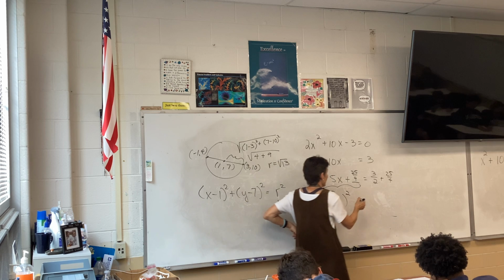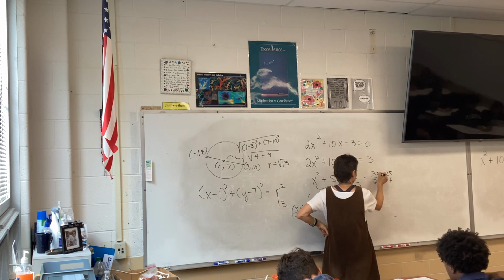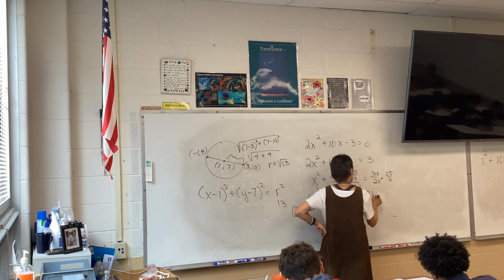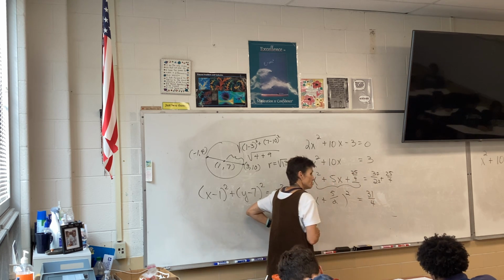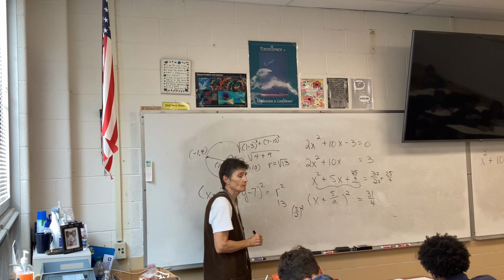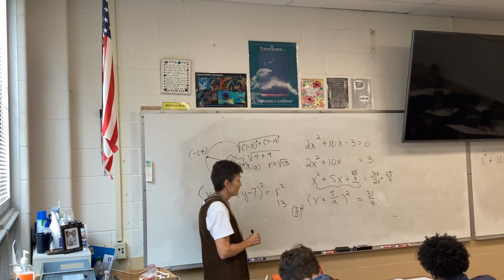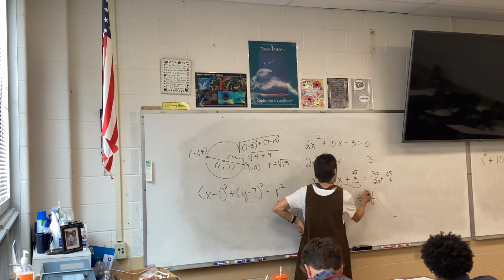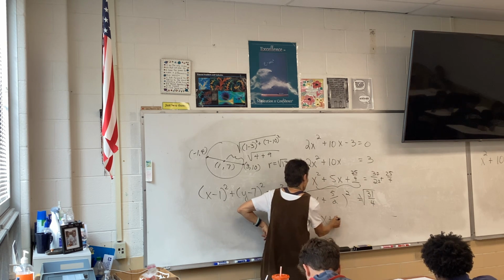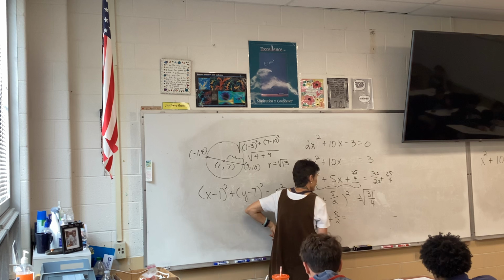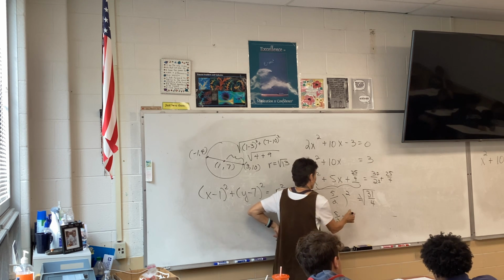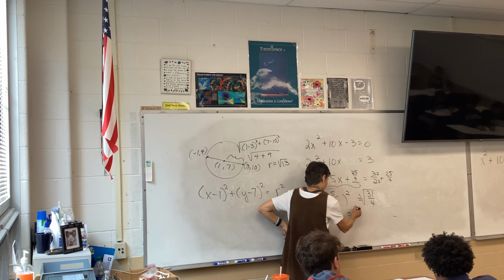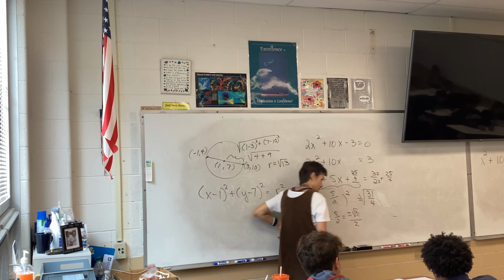Then I'll get a common denominator over here. Is it 31 over 4? Yeah. Okay, it's all right. Now what? Square root it. So x plus 5 halves equals plus or minus, always, root 31 over 2.